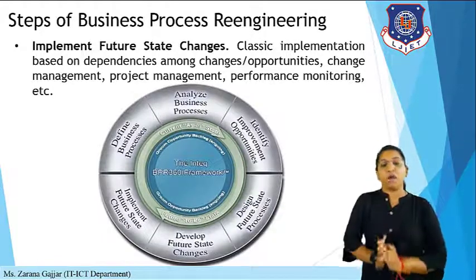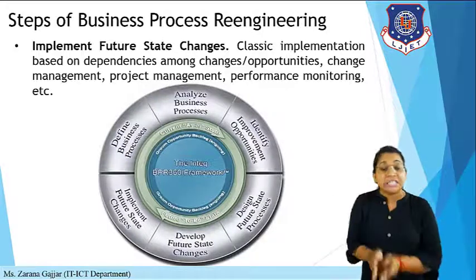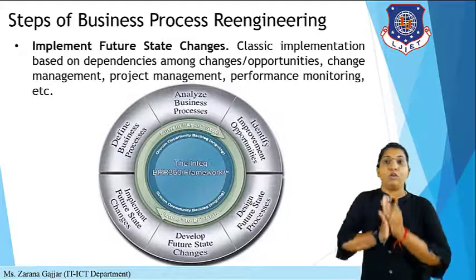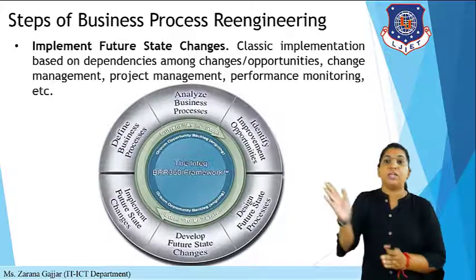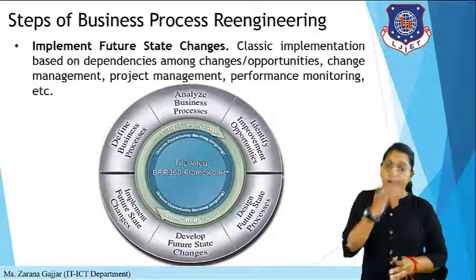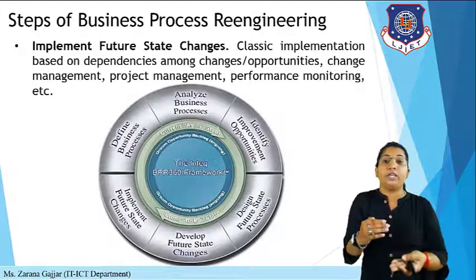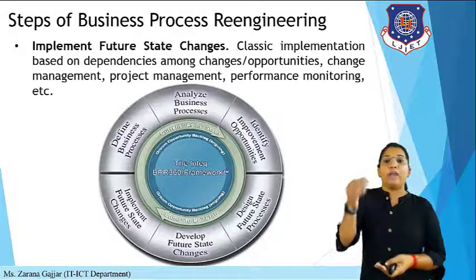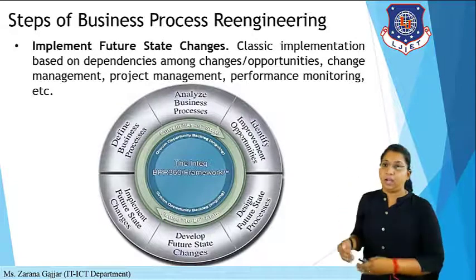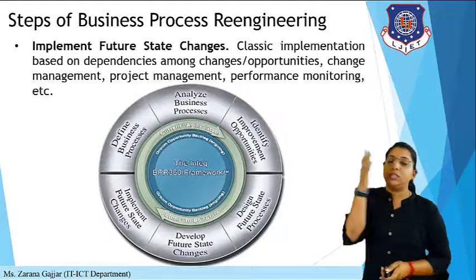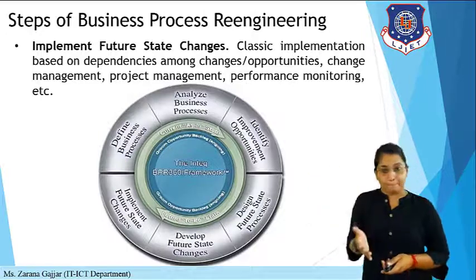So whenever you are going to re-engineer your business process, these steps should be followed. Starting off, you have to define your business process, followed by analyzing the business process, then you have to identify improving opportunities. So what are the opportunities you can adopt? Then you have to design the future state process, then develop the future state process, and at the end you have to implement those future state changes. Okay, so this is all about the steps of BPR.